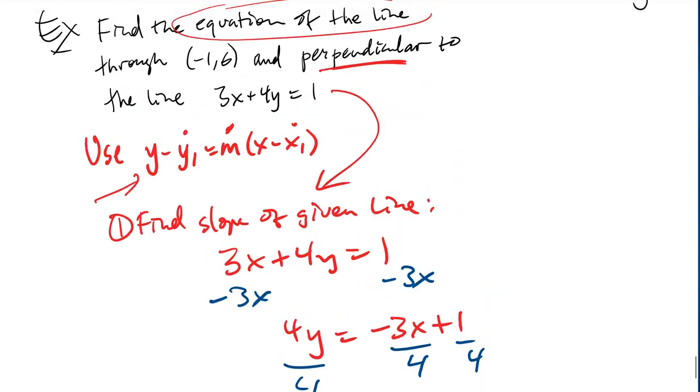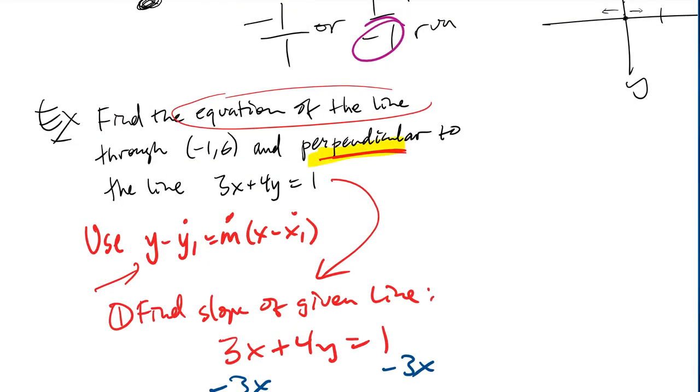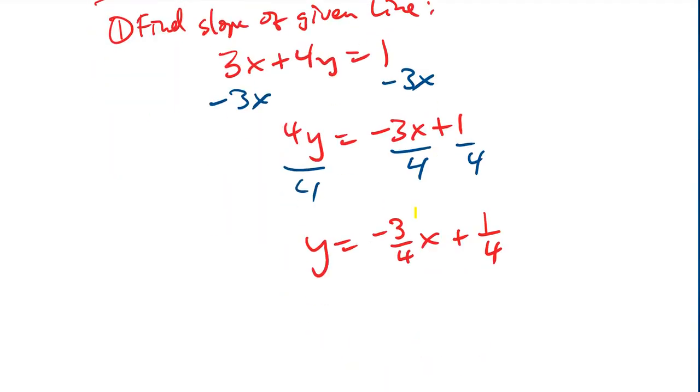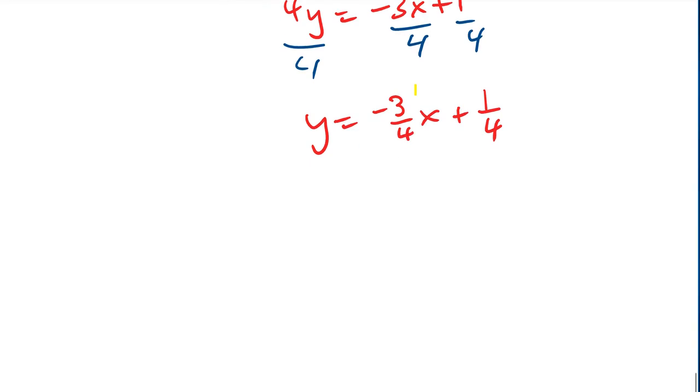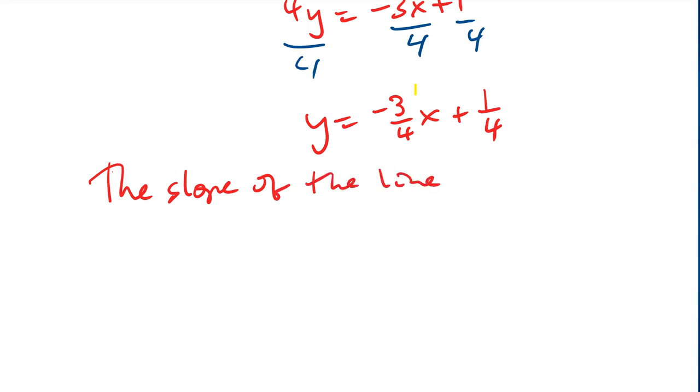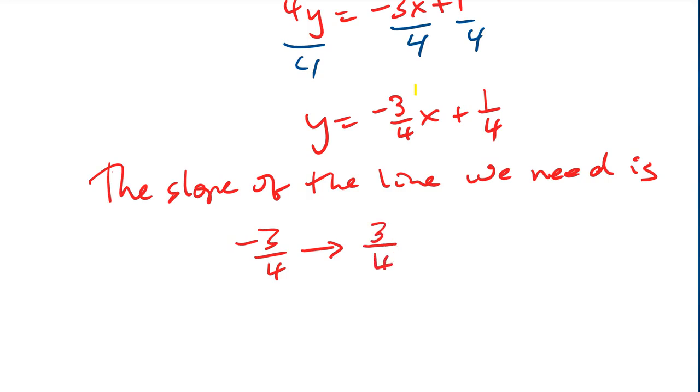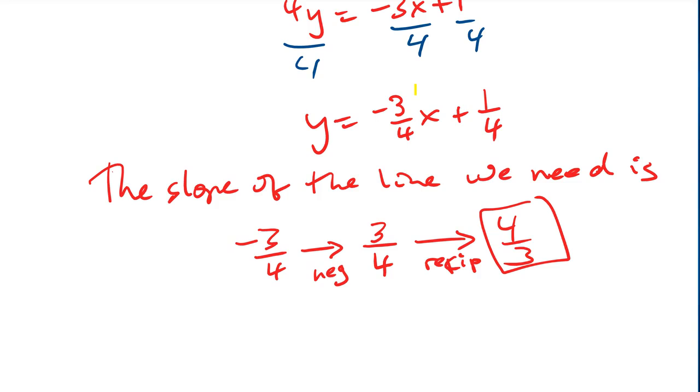Now this line is perpendicular to the line we need. So what I'm going to do is take the negative reciprocal of it. So the slope of the line we need is, we're going to take -3/4 and take the negative reciprocal, so I'm going to make it positive, and then make the reciprocal out of that, 4/3. So negative reciprocal. The slope of the line we need is 4/3.